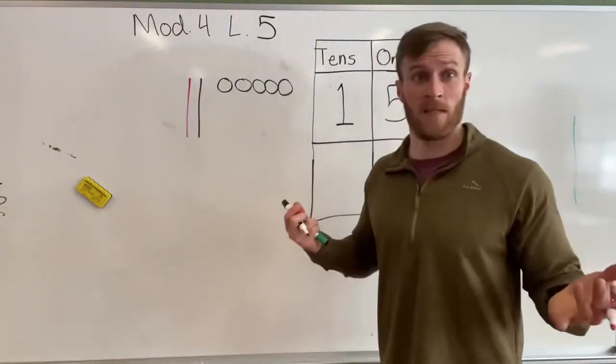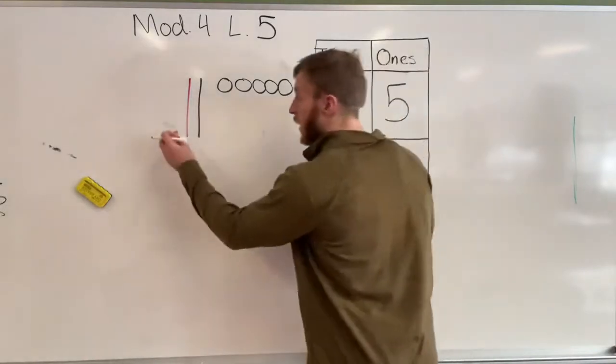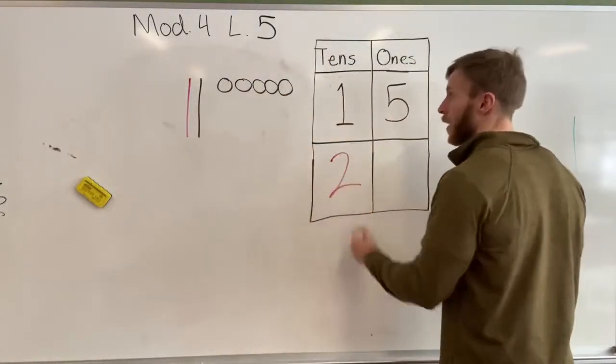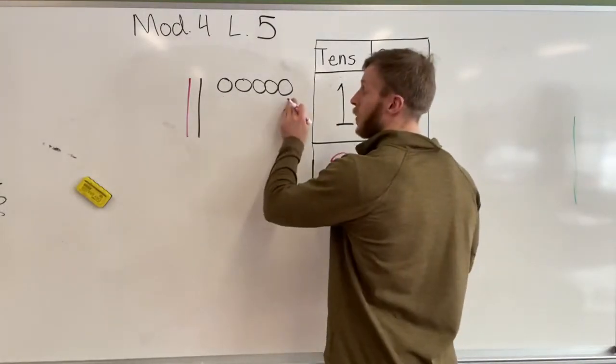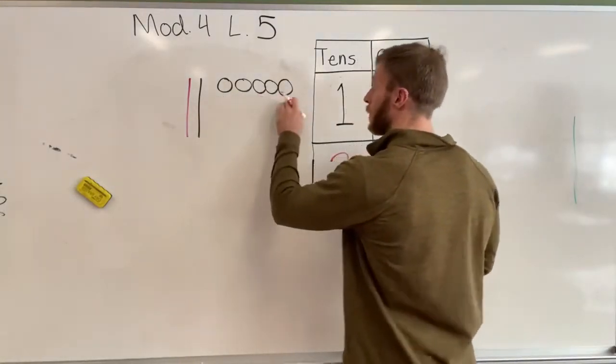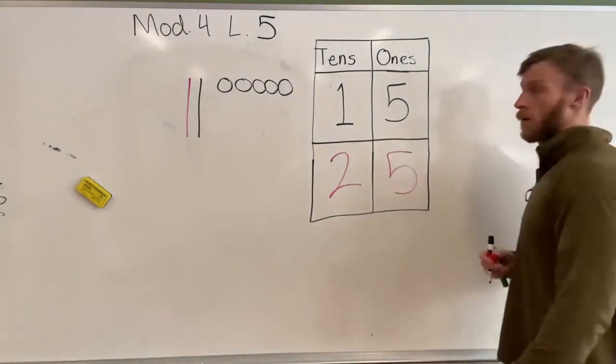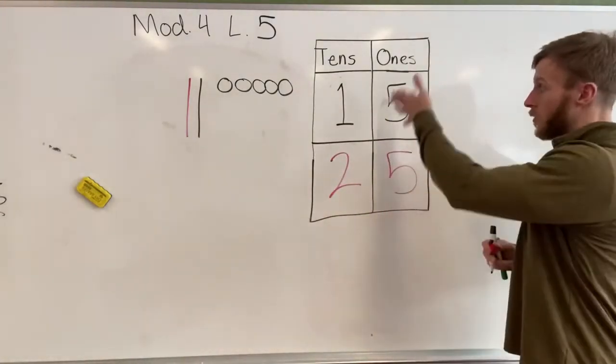Now let's count it up and see how many we got. How many 10s do we have? 1, 2. We got 2 10s. And then how many 1s do I have? 1, 2, 3, 4, 5. 5. It's the same. What's the same about these two numbers?